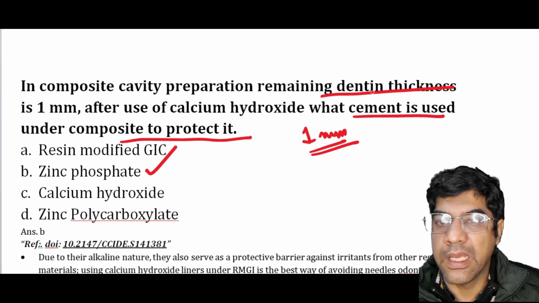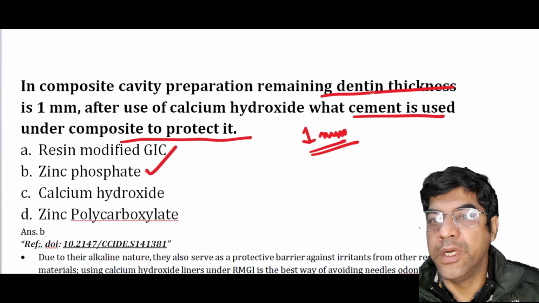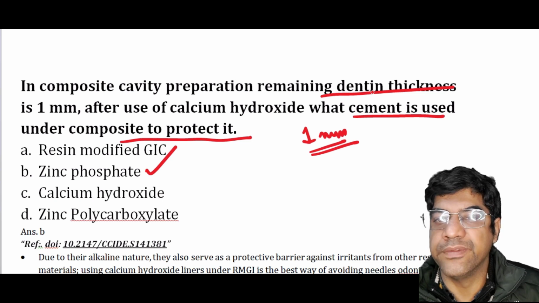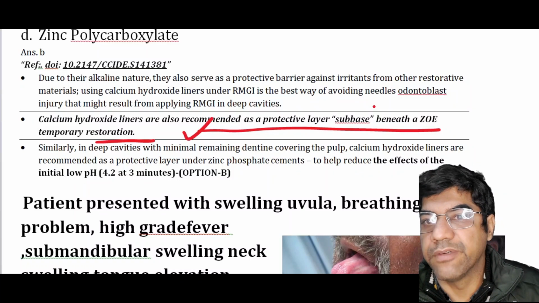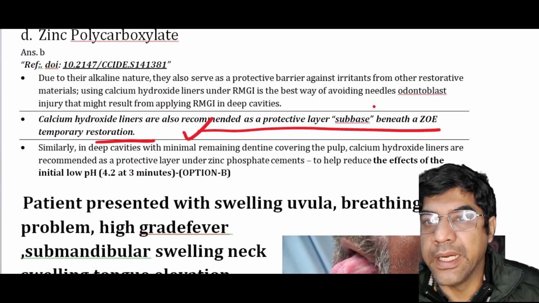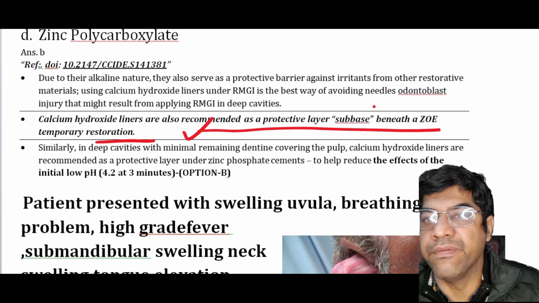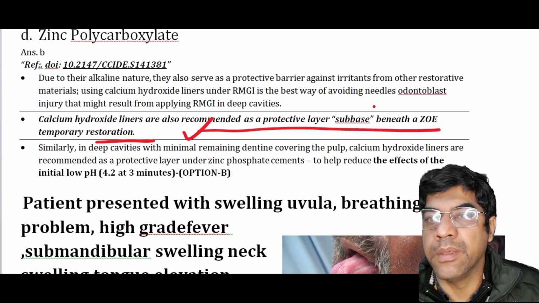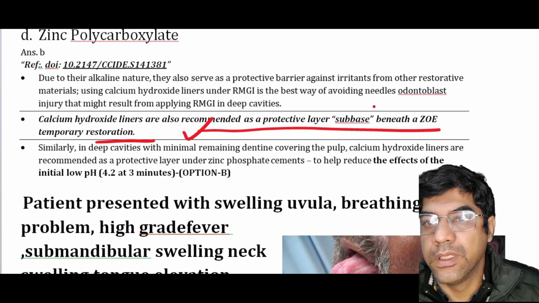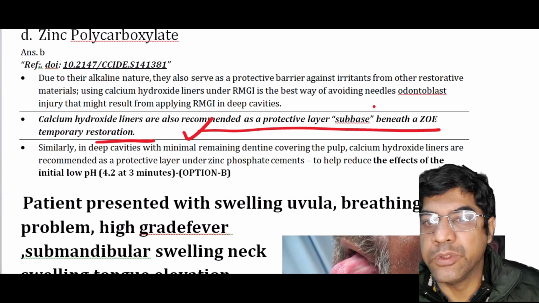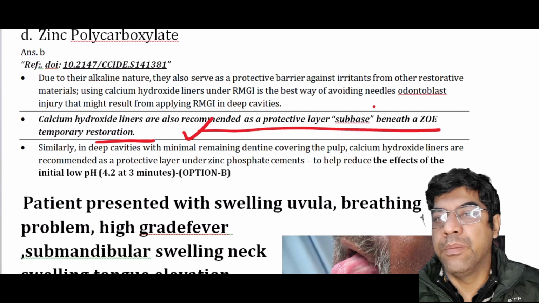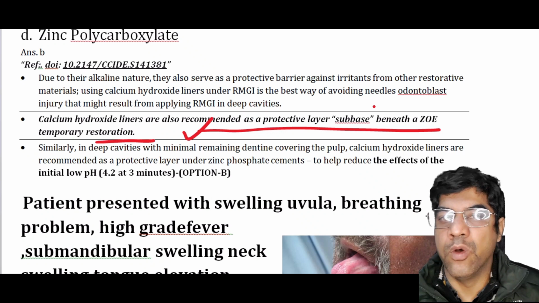So this combination helps to reduce the effect of the initial low pH of zinc phosphate cement. Calcium hydroxide, we know, acts as a protective barrier and promotes the formation of secondary dentine. The zinc phosphate cement, when applied over the calcium hydroxide, helps to remove the harmful effect of its low initial pH on the remaining dentine and the pulp. So the combination of calcium hydroxide and zinc phosphate cement is chosen to provide comprehensive protection to the remaining dentine and pulp from potential irritants and low pH effect.